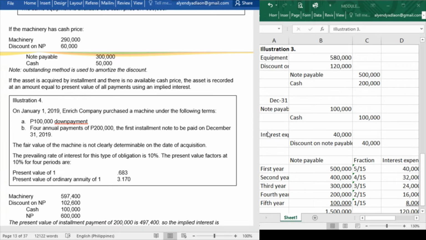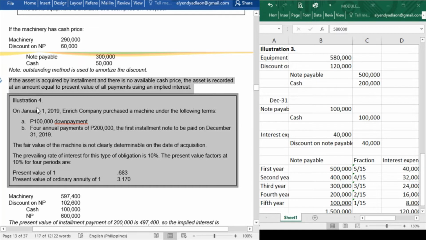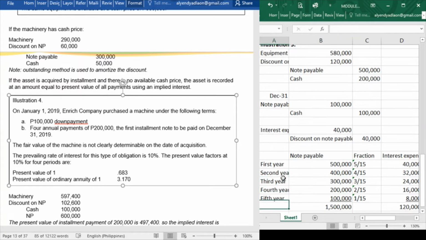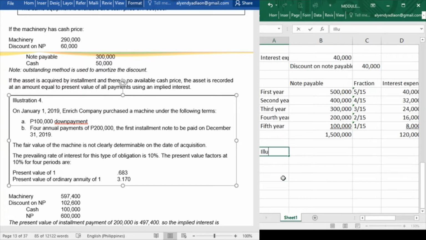Are we going to resort to recording it at the installment price instead of the cash price? The answer is no, because class, if the asset is acquired by installment and there is no available cash price, the asset is recorded at an amount equal to the present value of all payments using an implied interest. So meaning, instead of the cash price equivalent, we are to use the present value of all payments using an implied interest. How do we do that? Let us answer illustration 4.